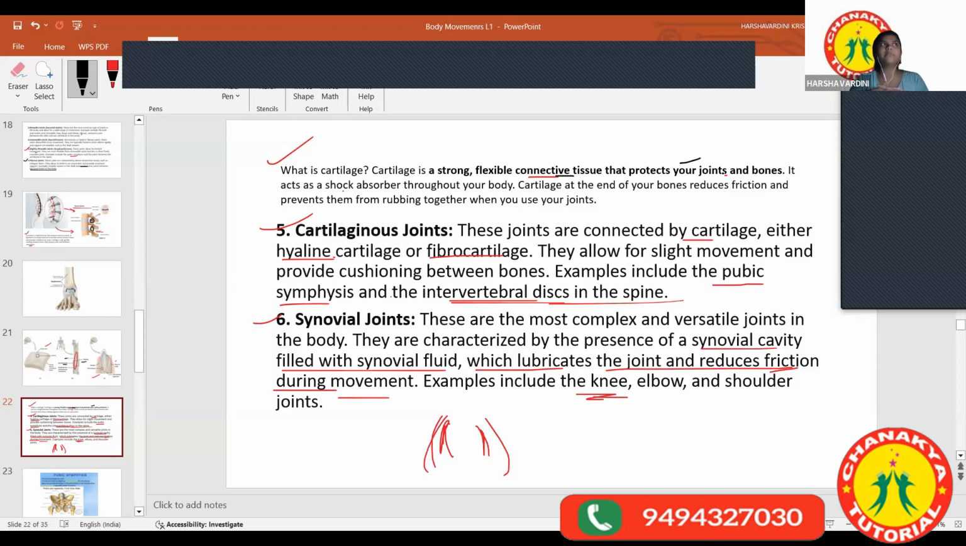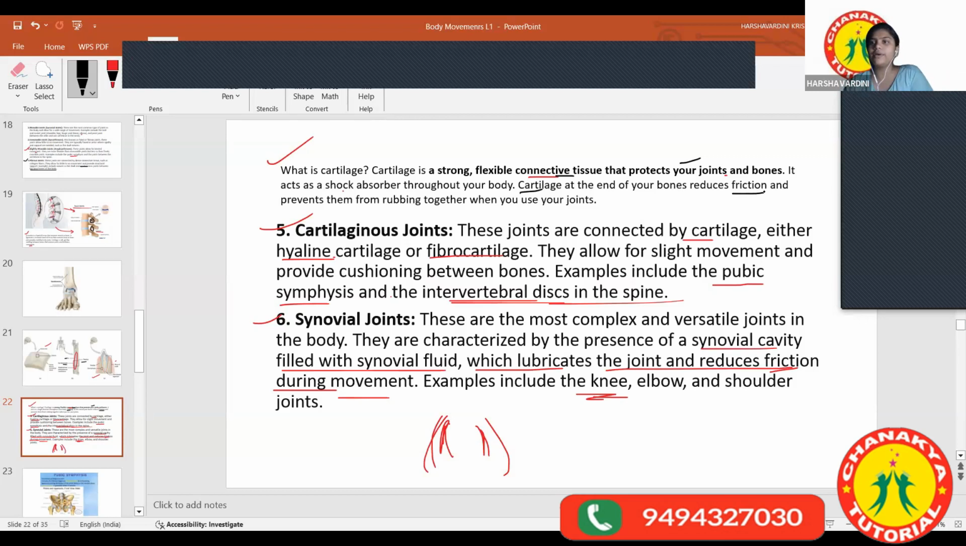Shock absorber. So what is the important work of shock absorbers? Suppose suddenly you got a hit, or you're running from somewhere to somewhere and you got a hit at the place where the joint is. Your body cannot tolerate sudden hits. When you hit your joint suddenly, very forcefully, they get a lot of shock and pain, and they can even get damaged. In those cases, this cartilage acts as a shock absorber in your body.